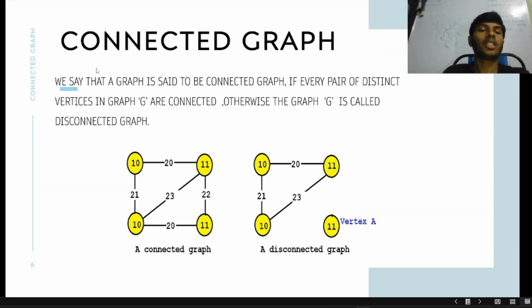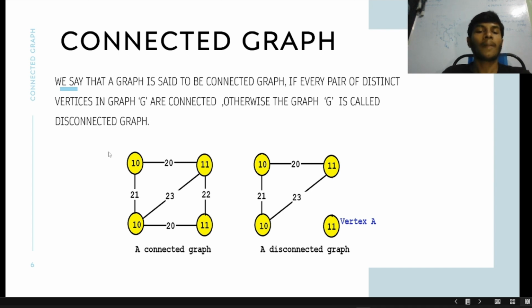Let's see what the words connected graph mean. It means there should be a connection between the nodes, as simple as that. It means there should be a path for the vertices. Let's see the detail. We say that a graph is said to be a connected graph if every pair of distinct vertices in graph G are connected. Otherwise, the graph G is called disconnected.